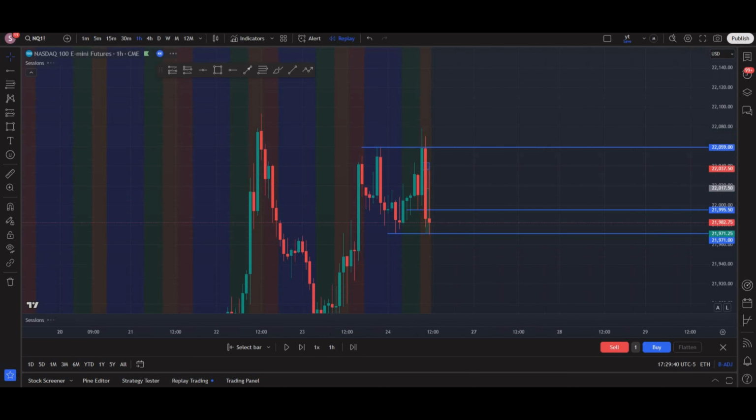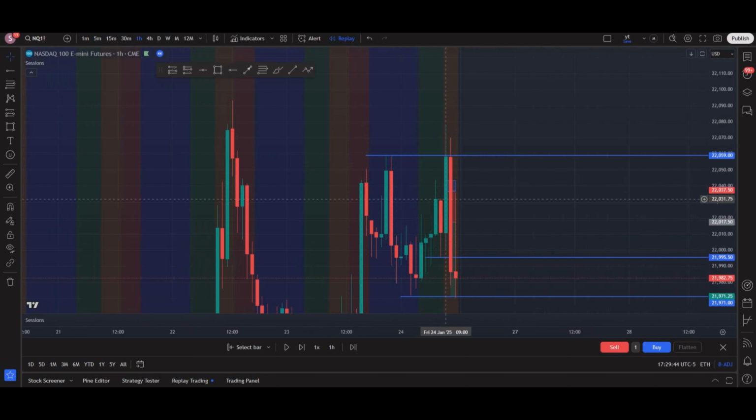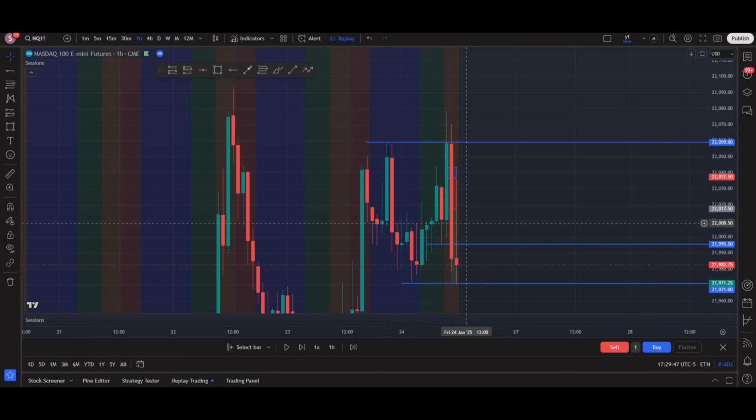Okay, so this trade here on NASDAQ, we have this higher time frame liquidity sweep. We took out the London highs, we took out the Asian highs, and now at this point we have this buildup of low resistance liquidity.